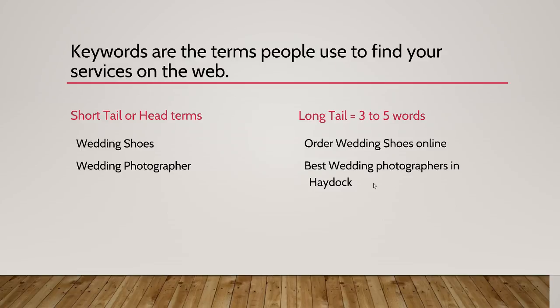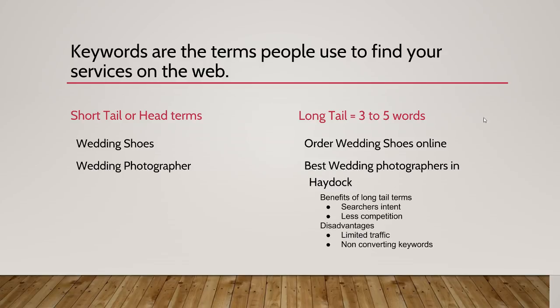Okay, so there are some benefits and disadvantages to long tail and short tail, yeah? The benefits of long tail terms: the searcher's intent in the top one, slightly different searcher's intent in the second one, but you get a better idea of what people are looking for. Massive benefit is less competition. If you think about how many wedding photographers there are in Haydock and how many might have put best wedding photographers in Haydock in their site, there is less competition. And the big disadvantage is there is limited traffic.